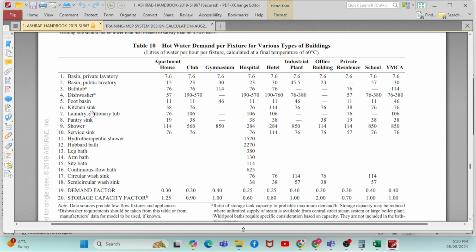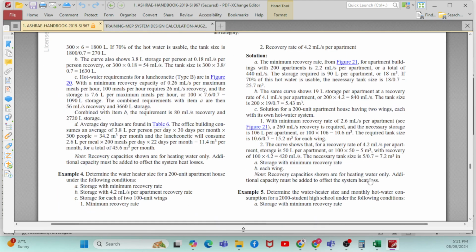So when I say kitchen sink for hospital, I have to select 76 liters of water per fixture. So I will be consuming 76 liters of water per kitchen sink. Clear, right? Anyone have a doubt about calculating the capacity? For example, if I have a shower for hospital, I will be consuming 284 liters of water per shower. This is as per the ASHRAE standard, which you can see here.